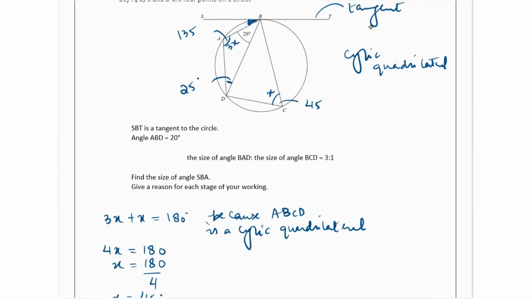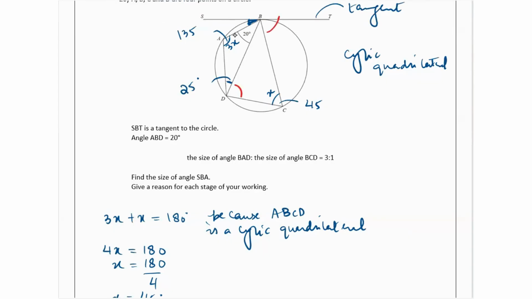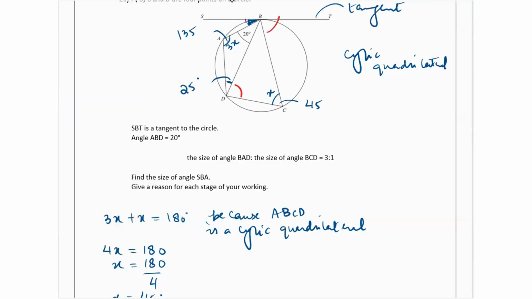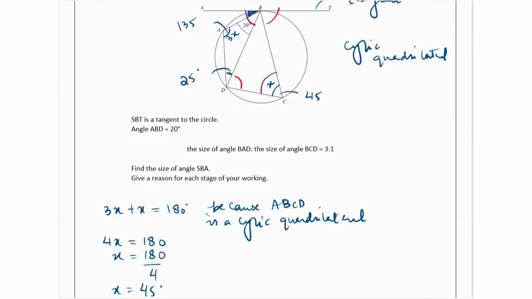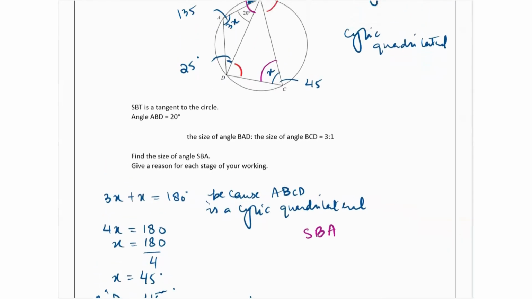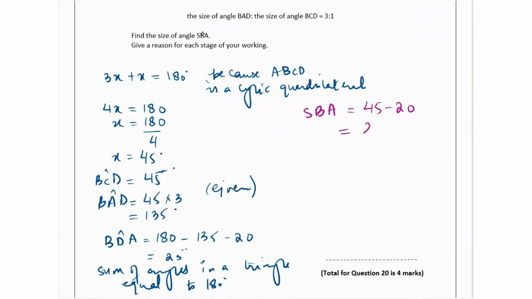What we can do is we can use the alternate segment theorem. In the alternate segment theorem, this angle is equal to this angle, and this angle is equal to this. So if this is 45, that means this is also 45. So SBA is basically 45 minus 20, which is 25 degrees.